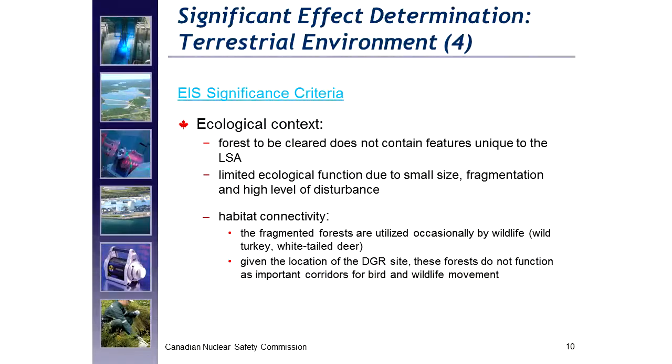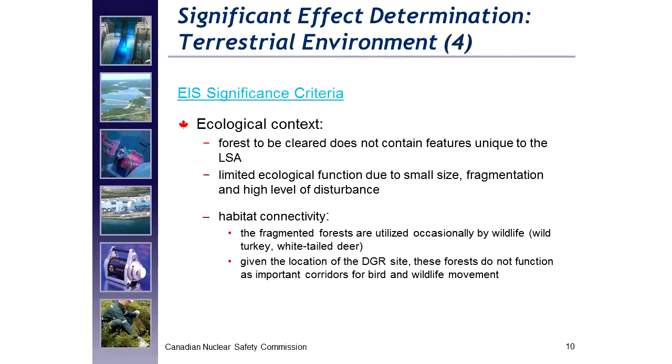As mentioned earlier, the value of a given forest or forest subset is highly dependent on site-specific attributes. These are considered primarily under the ecological context criterion. The 8.9 hectares of forest to be cleared do not contain features such as species composition, age, or habitats that would be considered unique to the local study area. The forest exists as 3 smaller forest parcels comprised of common regenerating species, and their ecological function is limited by their small size, fragmentation, and the high level of disturbance they are subjected to as a result of their location amongst the infrastructure of the Bruce Nuclear Power Plant and other on-site infrastructure.